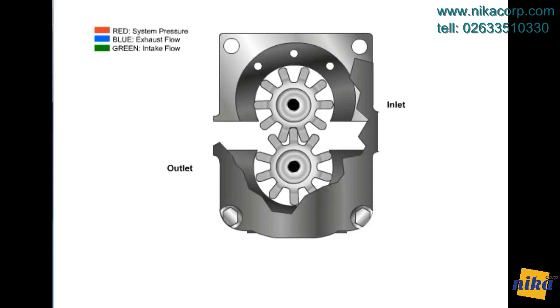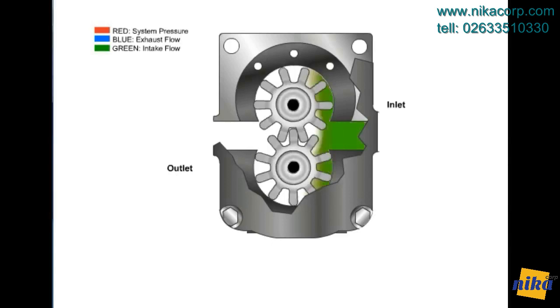External gear pumps consist of two gears, usually equal in size, that mesh with each other inside a housing. The driving gear is an extension of the drive shaft. As it rotates, it drives the second gear. As both gears rotate, fluid is drawn in through the inlet.